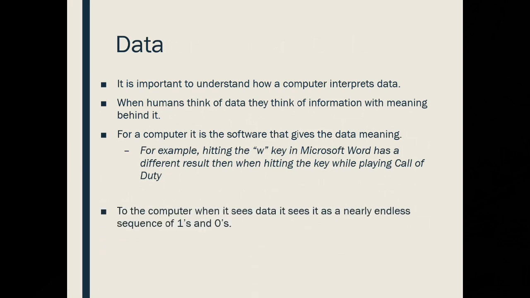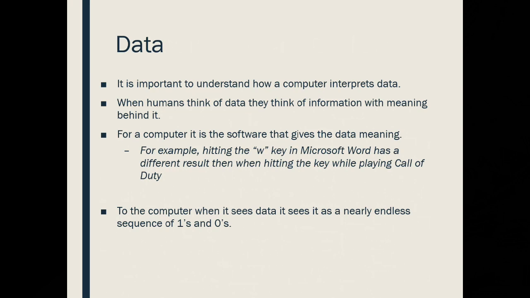So to the computer, when it sees data, it doesn't see the same thing we see. It doesn't see a W. It sees everything in a sequence of ones and zeros. And really it doesn't even see ones and zeros. What it actually sees is high voltage and low voltage. That's all a computer can really understand is electricity.